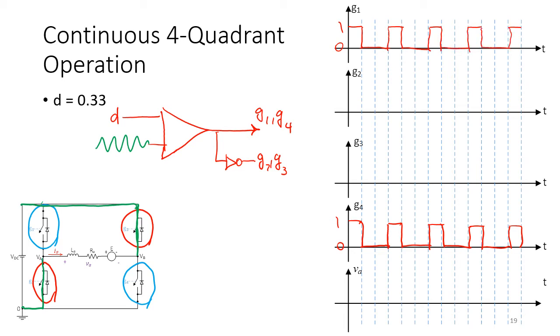And G2 and G3 are opposite of G1 and G4. So they are like this. Here, here, here, and here. And then 0, 0.